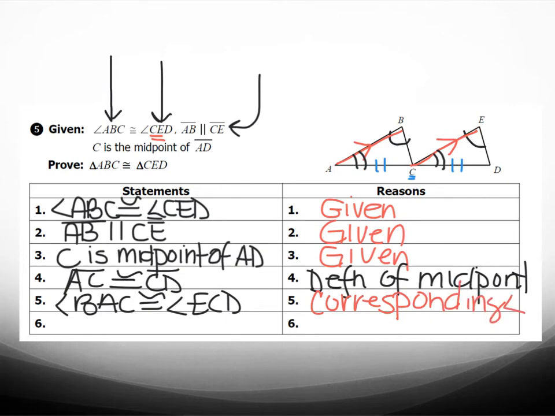So when I take a look, I have an angle, a side, and an angle. And so these triangles are congruent. Triangle ABC is congruent to triangle CED. Why? Because of the angle side postulate.